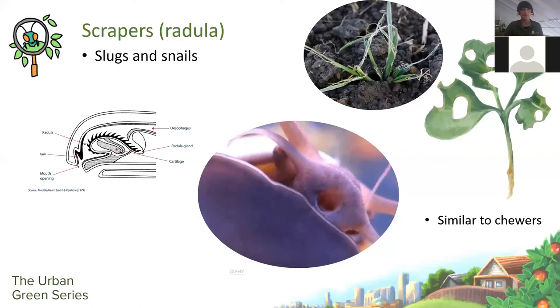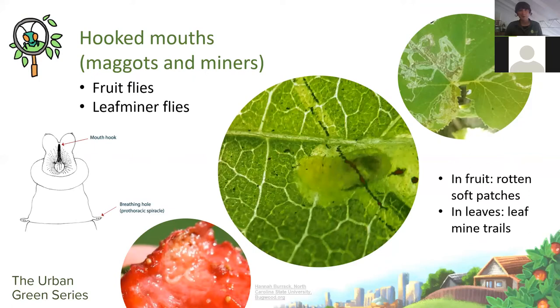The next group is the hooked mouths. These are actually my favorite group. It includes maggots and miners. These are all maggots, essentially. They're larvae of flies. They have a little hooked mouth part that they use to pull plant or fruit material into their bodies. It includes fruit flies, which just might create kind of general mushiness in a fruit.